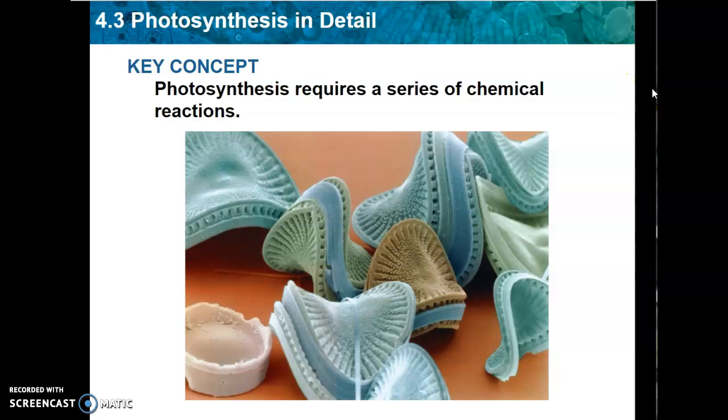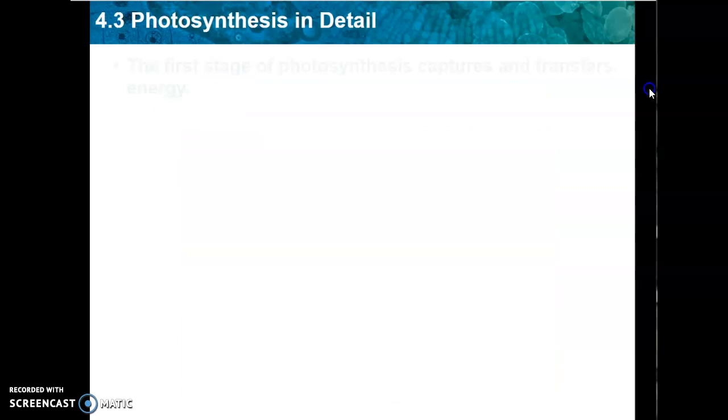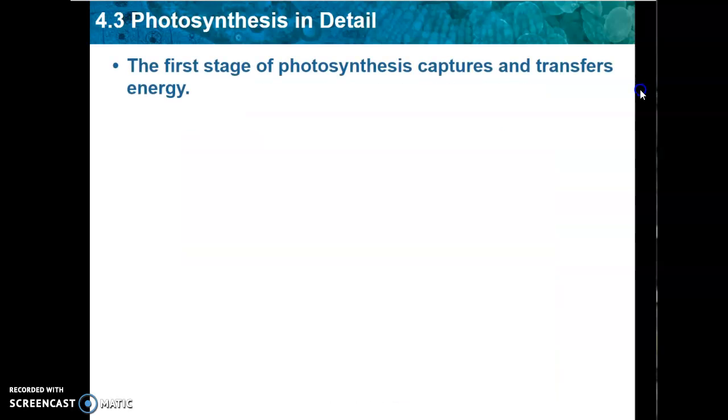Chapter 4, Section 3, Photosynthesis in Detail. The key concept is that photosynthesis requires a series of chemical reactions. The first stage of photosynthesis captures and transfers energy.